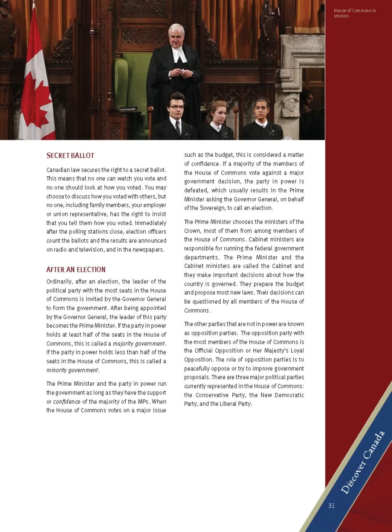Secret ballot. Canadian law secures the right to a secret ballot. This means that no one can watch you vote and no one should look at how you voted. You may choose to discuss how you voted with others, but no one, including family members, your employer, or union representative, has the right to insist that you tell them how you voted.